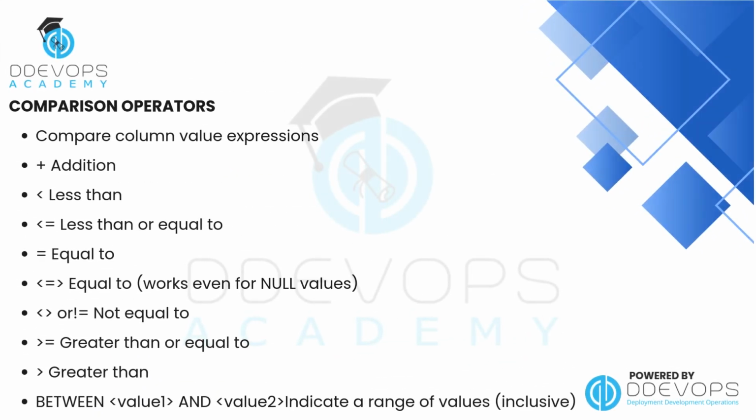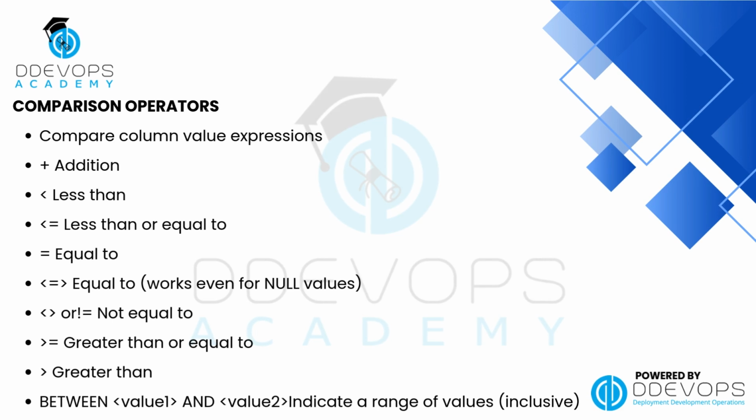SQL comparison operators. These are essential for filtering data in queries. You've got basics like equals, not equals, and greater or less than signs. For ranges, use between and, and to handle nulls safely, use is null. These operators help you define precise conditions in your where clause, making your queries smarter and more targeted.